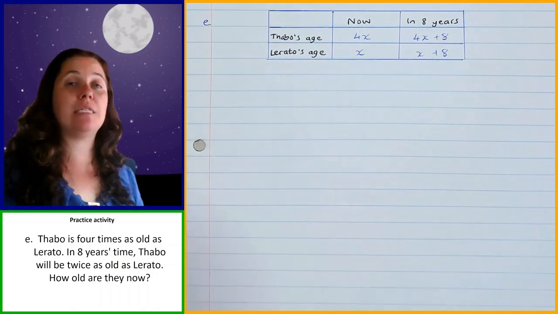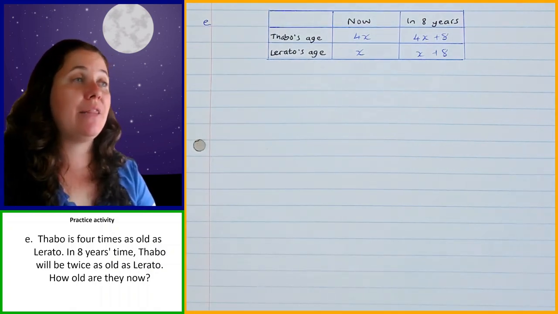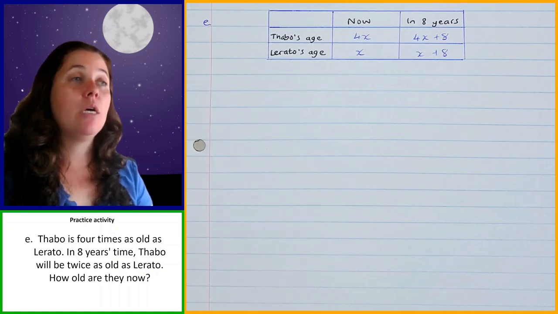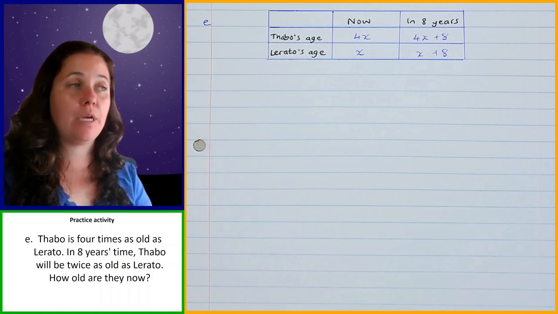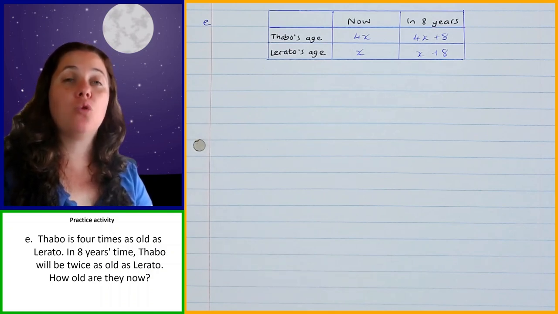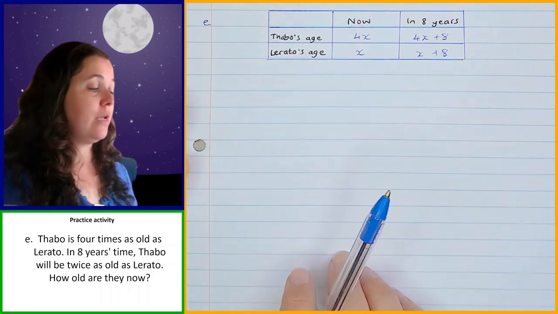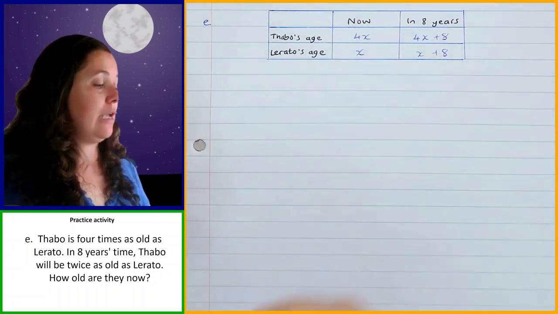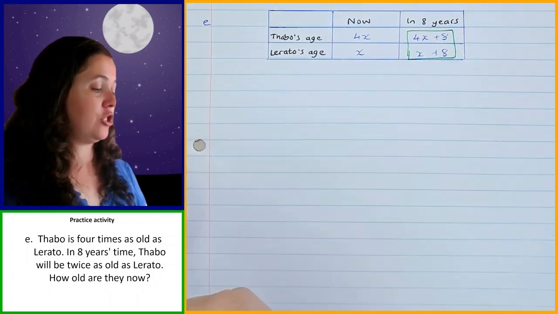Now what we're going to do is we need to set up our equation. There is one piece of information that we haven't used yet, and that is that in 8 years' time, Thabo will be twice as old as Lerato. So what we need to do is use that to work out how old they are now. Okay, so first, I'm looking at this information over here now. The in 8 years' time part of the information.